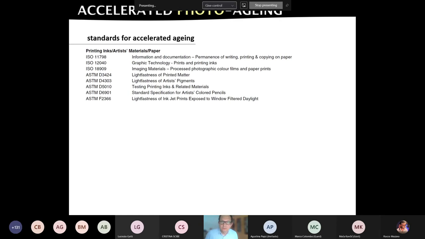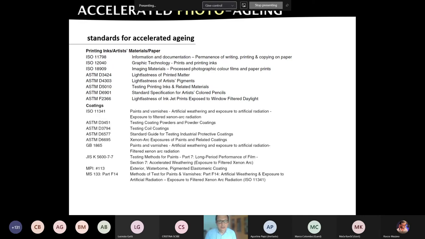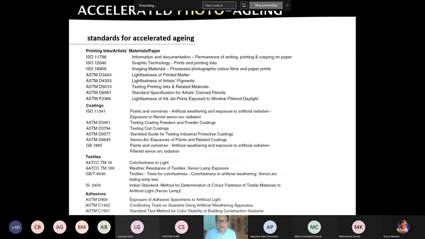So there are technical ways to accelerate photo aging, and there are also standards for this. So there are standards prepared for different classes of materials. Some of them are very close to our interest, like this: standards for artist materials, coatings, and textiles or adhesives. So we can follow such procedures to test light fastness of objects.